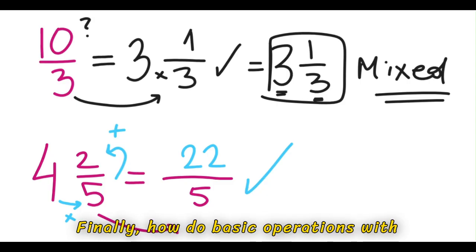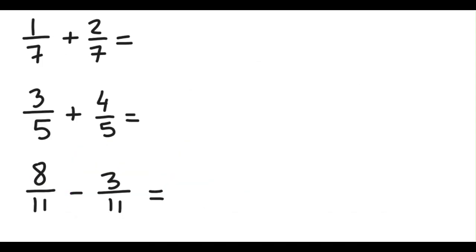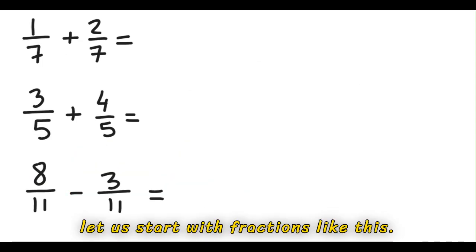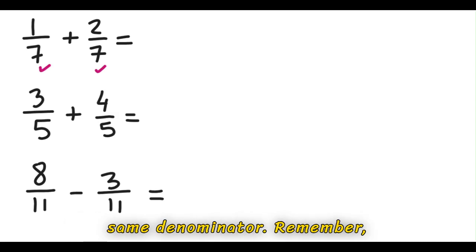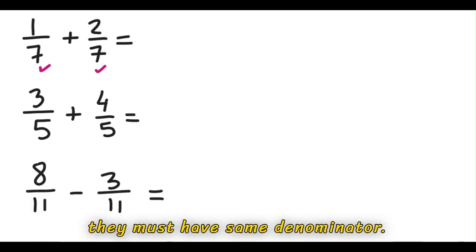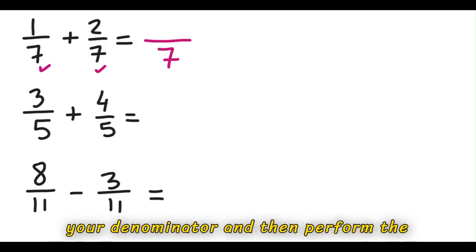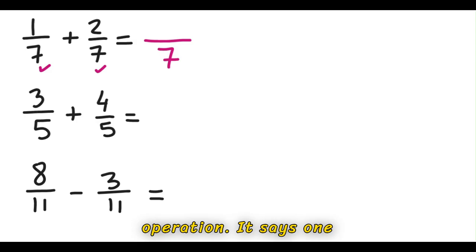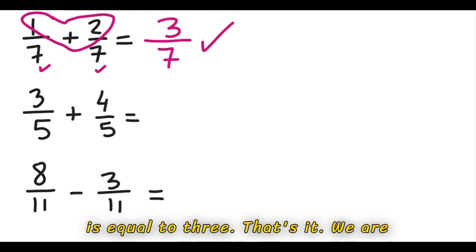Finally, how do basic operations with fractions and mixed numbers work? So, let us start with fractions like this. What we notice is that the fractions have the same denominator. Remember, whenever adding or subtracting fractions, they must have the same denominator. If they have the same denominator, easy. Copy your denominator and then perform the operation. It says 1 plus 2, right? 1 plus 2 is equal to 3. That's it, we are done.